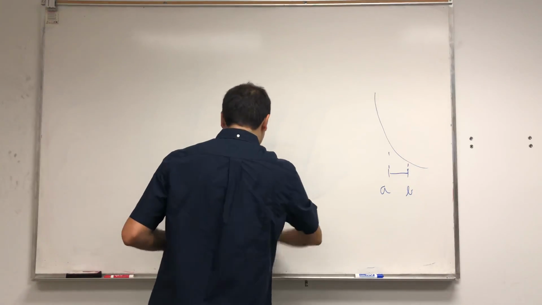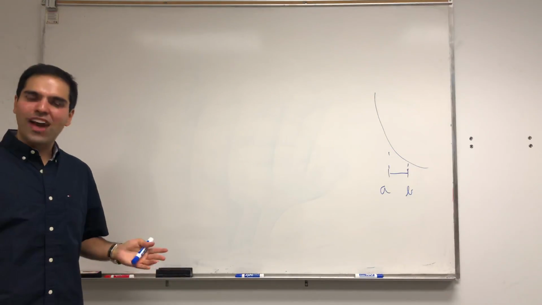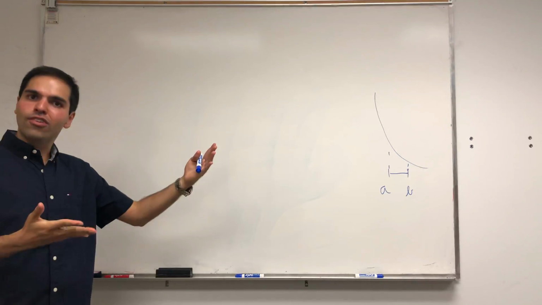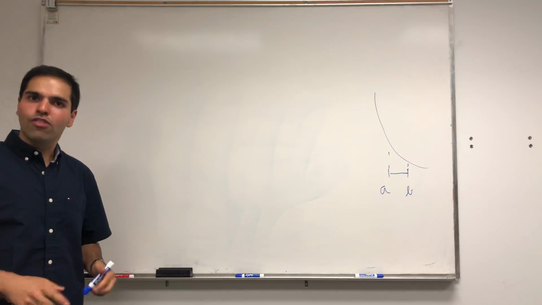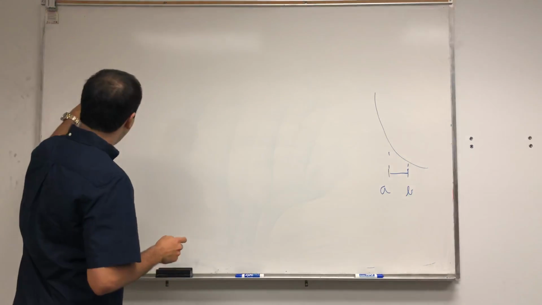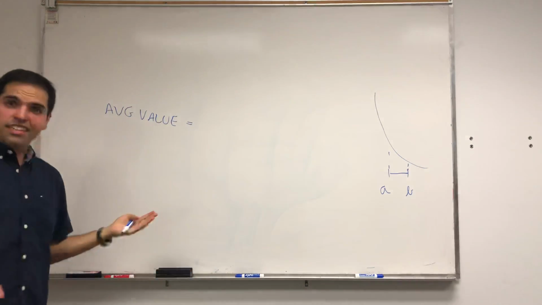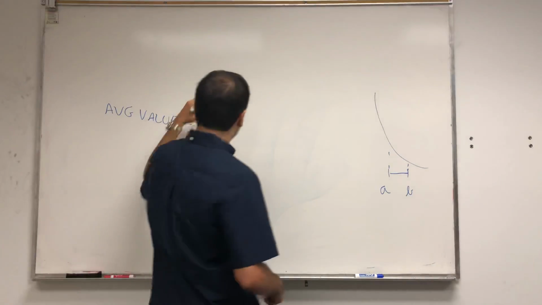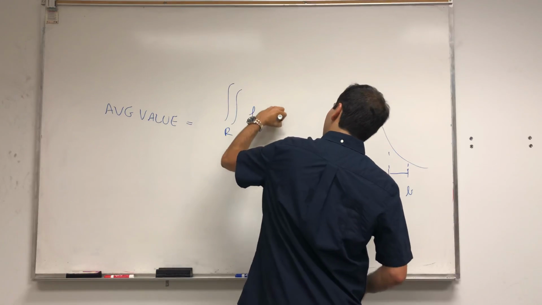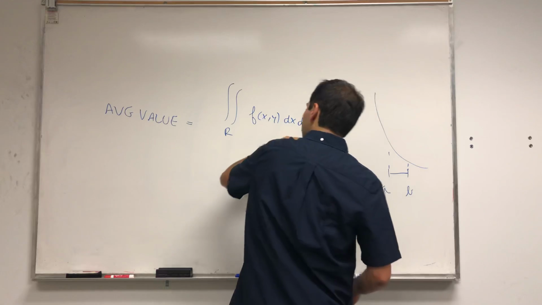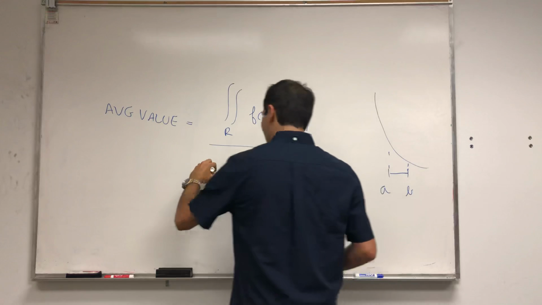It's very similar to the formula in 1 dimension. Remember, in 1 dimension, the average value of a function is the integral of that function divided by some number, which is the length of the interval from a to b. In this case, it's still an integral, but this time it's a double integral: the double integral over R of f of x, y dx dy, divided by some number, which in this case becomes the area of the ring.